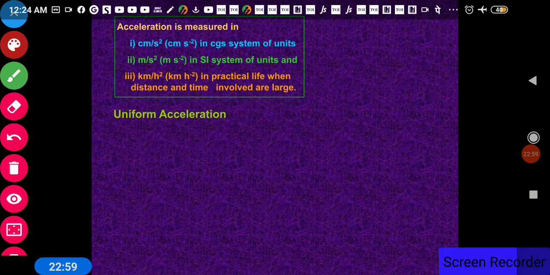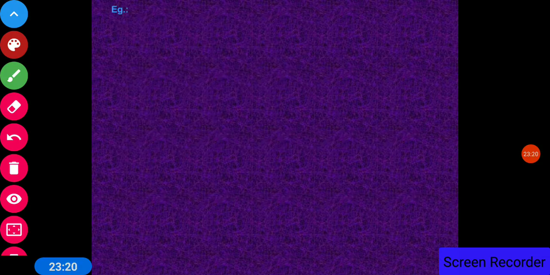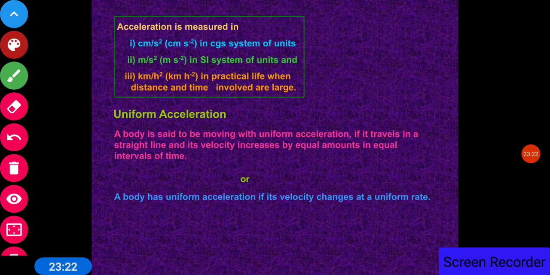Uniform acceleration. A body is said to be moving with uniform acceleration if it travels in a straight line and its velocity increases by equal amounts in equal intervals of time. Then the body is said to be moving in uniform acceleration. Or a body has uniform acceleration if its velocity changes at a uniform rate.